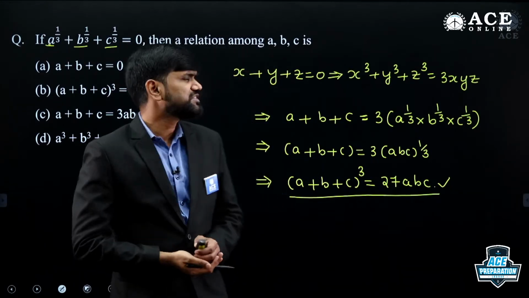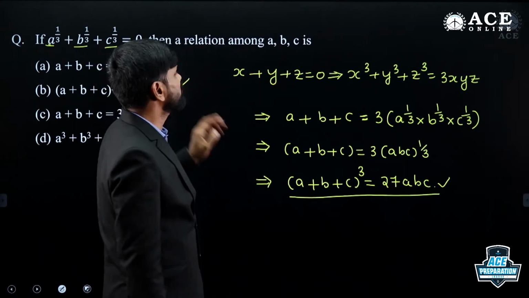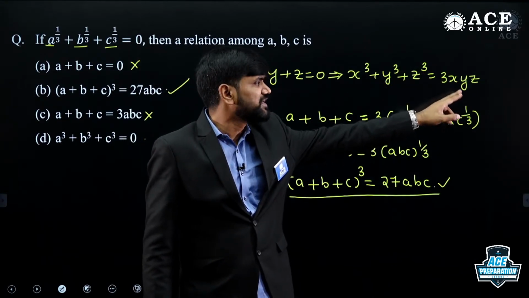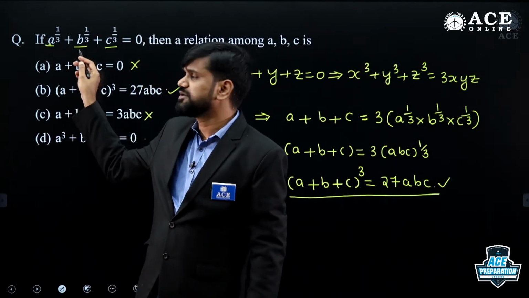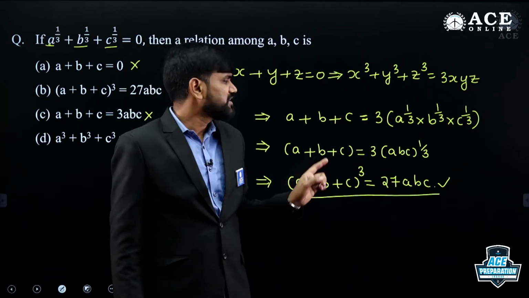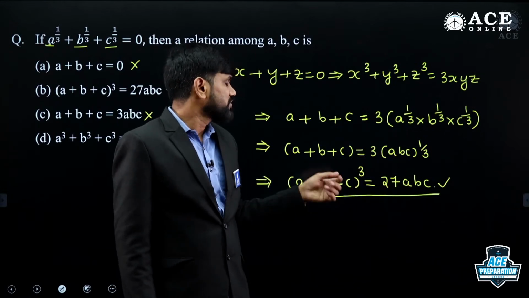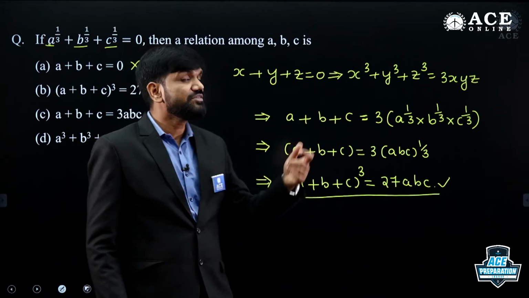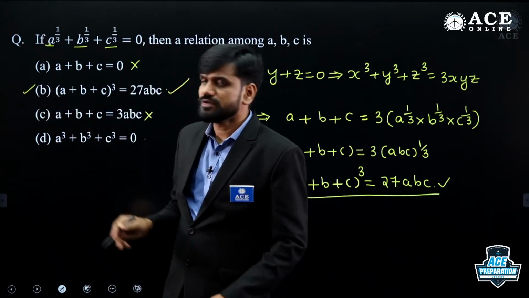Right? So this is the first thing you should understand. It is looking like x plus y plus z equal to 0, so x cube plus y cube plus z cube must be equal to 3xyz. By substituting in place of x, y, z the values a power 1 by 3, b power 1 by 3 and c power 1 by 3, we will get this relation. But this is straight away not available in the options, so they have given further. If I cube on both the sides, that relation comes out to be this, which is given in option B. Right? Please write down that.